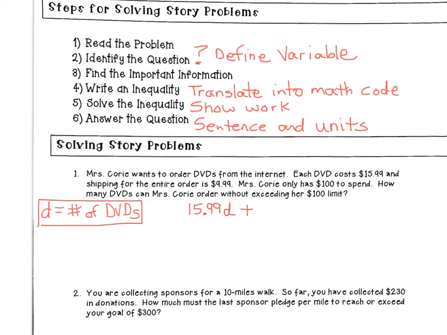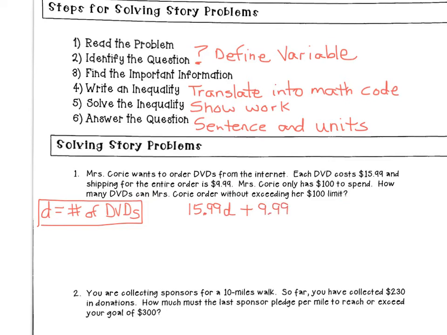She had to pay for shipping. Now the shipping is for the entire order, so she just pays the shipping once. She doesn't pay $9.99 to ship every DVD. She just pays $9.99 for the whole shipment. So that's just a one-time deal, so you don't multiply.